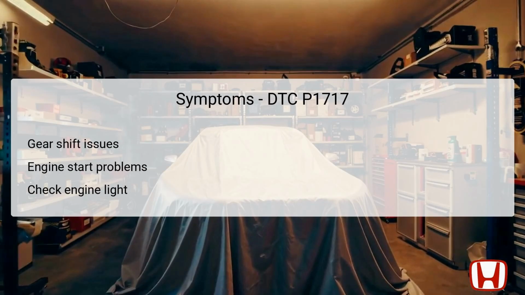When dealing with DTC P1717, several symptoms might present themselves. Drivers may notice significant gear shift issues. This can range from the vehicle not shifting into gear to erratic or rough shifting between gears. Additionally, there could be problems with starting the engine, as the transmission range switch must relay the appropriate gear position to allow for starting when in park or neutral.